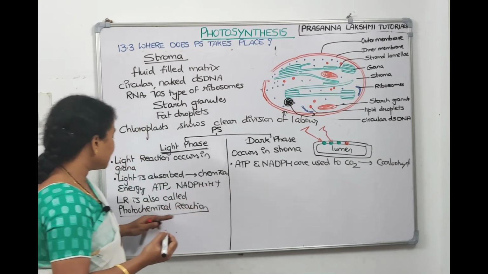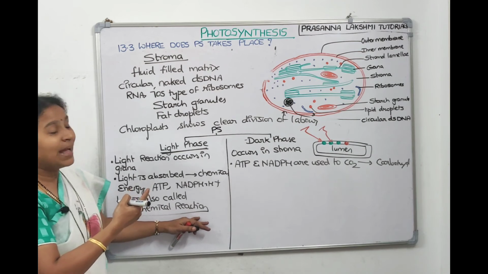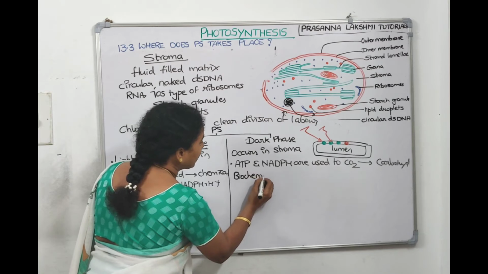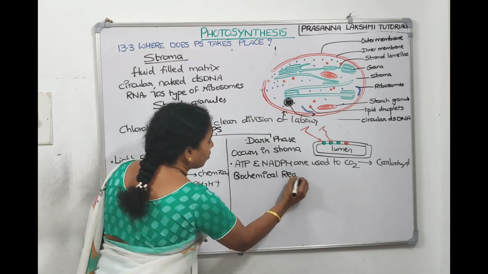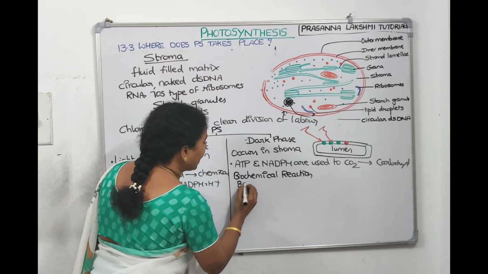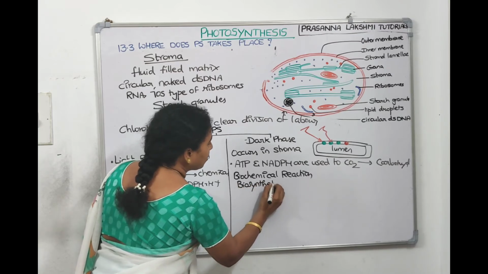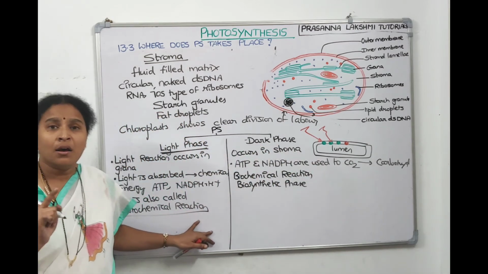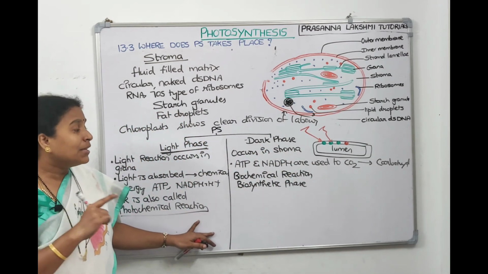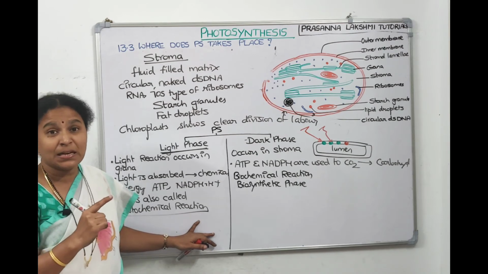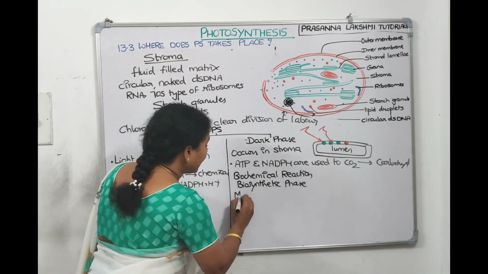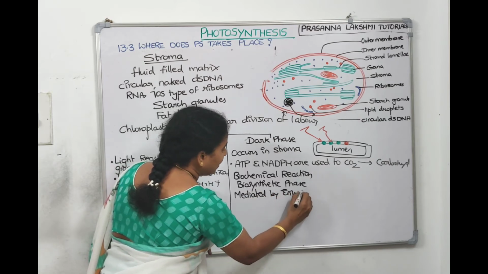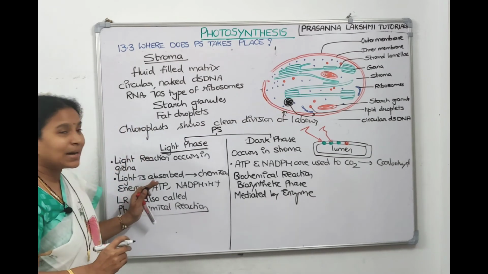So this is called the photochemical reaction, and that is called the biochemical reaction. The dark phase is called the biochemical reaction, or we can call it the biosynthetic phase. We are synthesizing food there. That is why it is called the biosynthetic phase. And this phase is mediated by enzymes, the C3 cycle, the C4 cycle. It is mediated by enzymes.